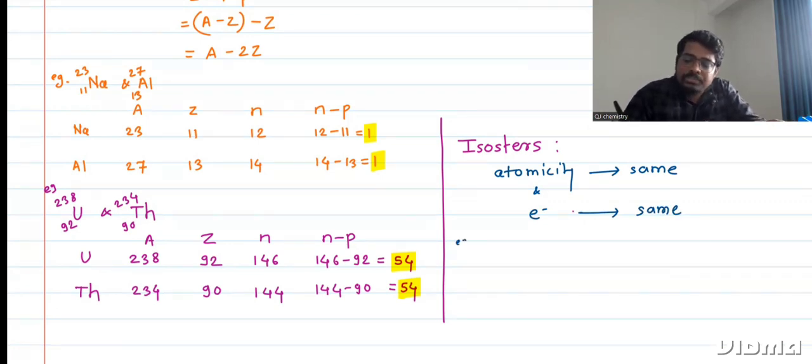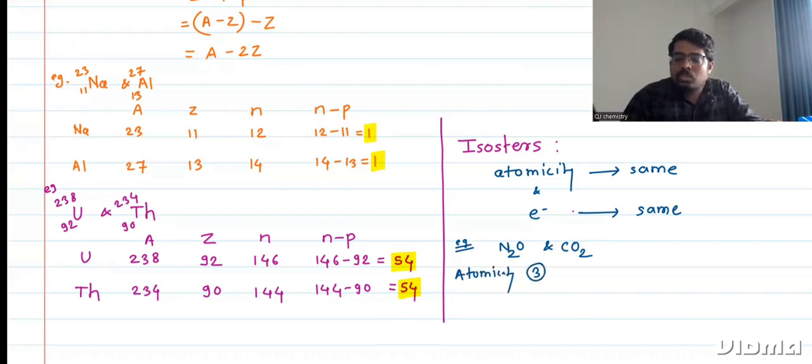Like, for example, N2O and CO2. So here the atomicity of N2O is 3, and CO2 has one carbon atom and two oxygen, so CO2 atomicity is also equal to 3.